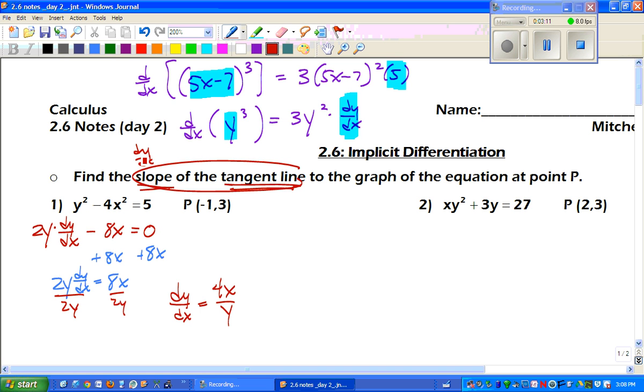So dy/dx, or think of it like change in y over change in x, slope. So we have dy/dx is 4x over y. We want to find it at this point. So I'm going to go ahead and substitute -1 in for x and 3 in for y. So we get a slope of -4/3.